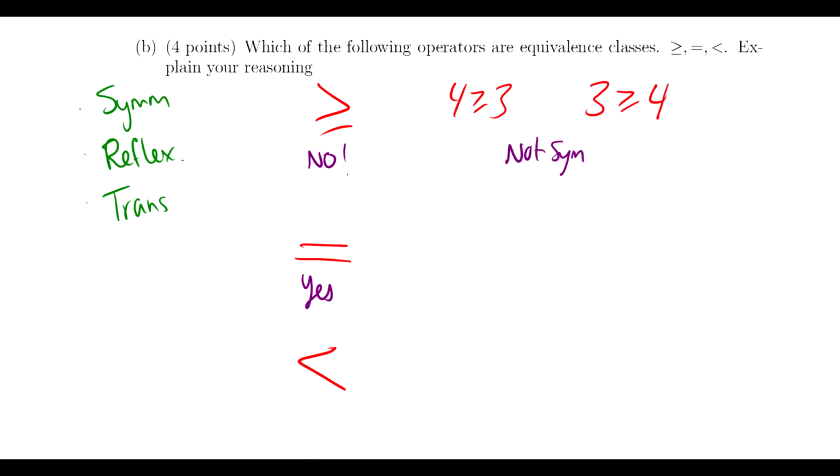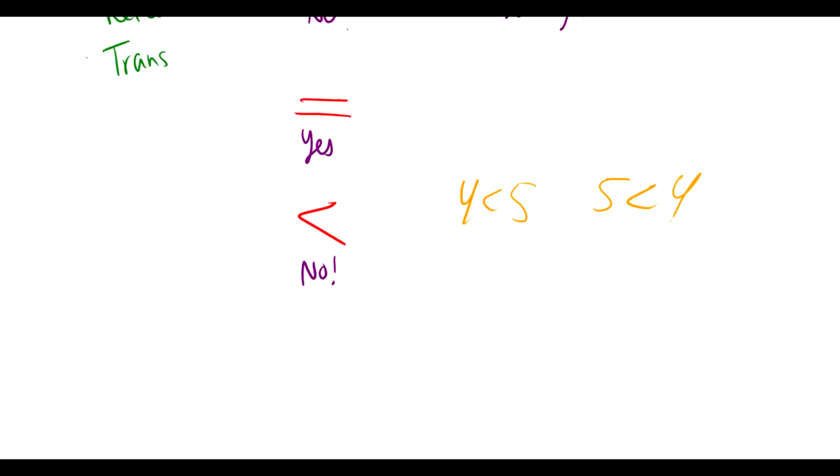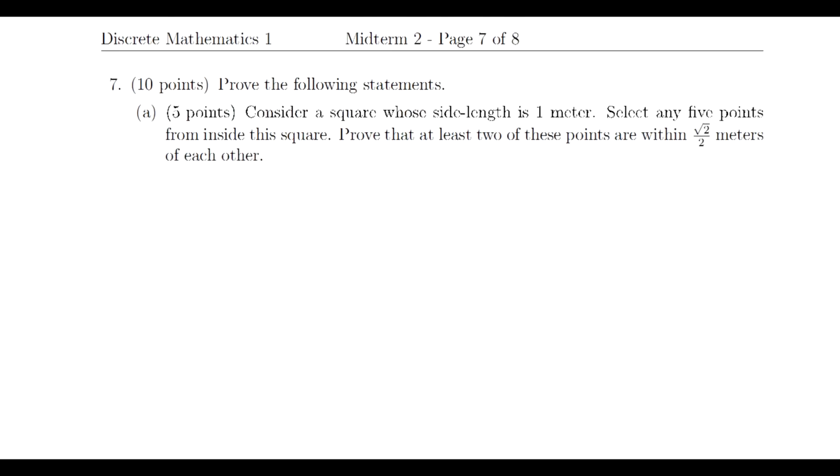Okay, here's the last one, less than. Well, same example as above. If we have 4 less than 5, is it the case that 5 is less than 4? The answer is no. So this is not an equivalence relation. In fact, it's not even reflexive. Is 5 less than 5? No, it's not even reflexive.